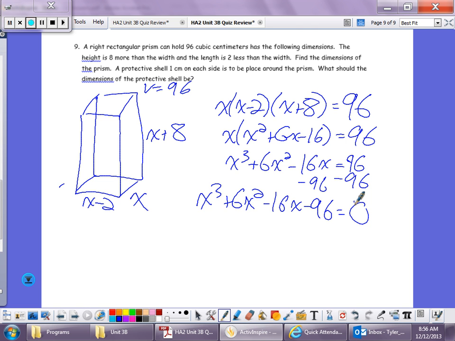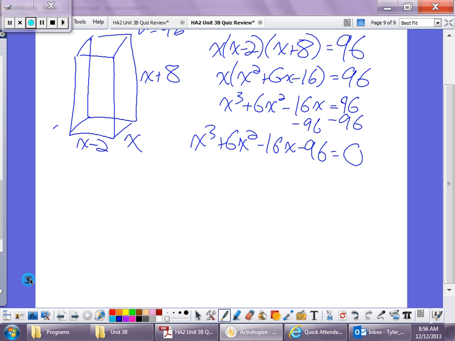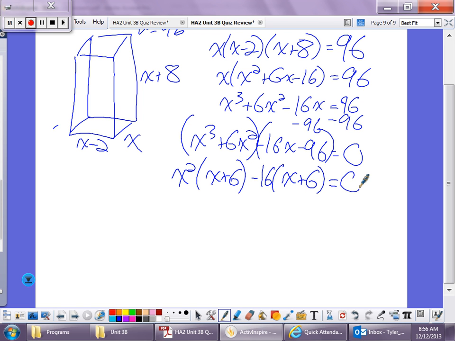When we have 4 terms, what can we do? We can group it. From this first one, I can factor out an x squared. So I get x plus 6. From this second one, I'm going to factor out negative 16. Get x plus 6. So my two factors are going to be x squared minus 16 and x plus 6.